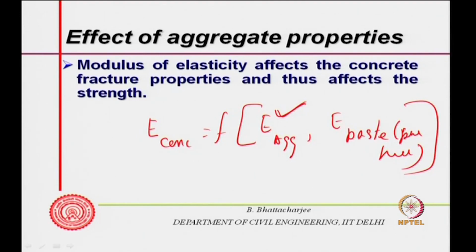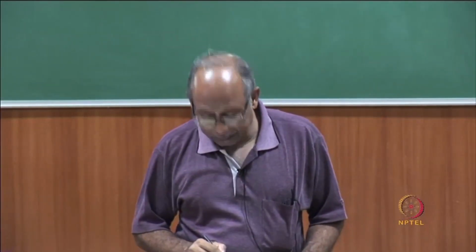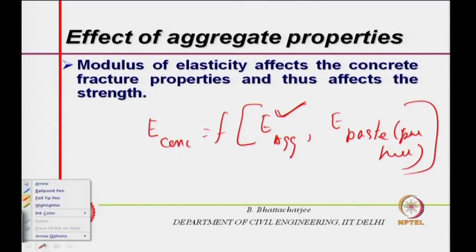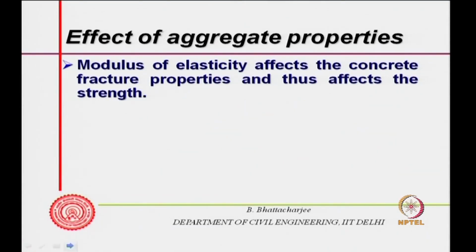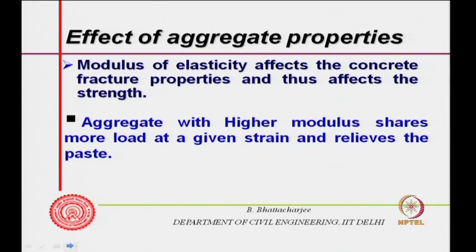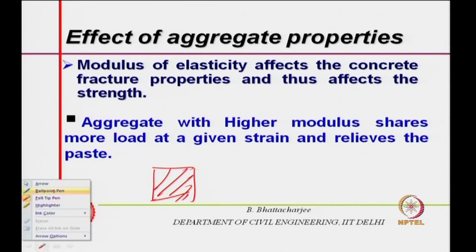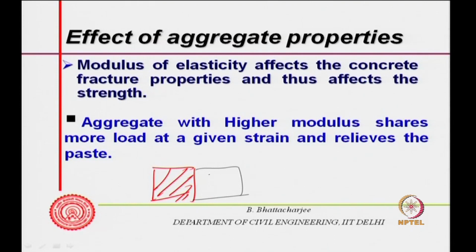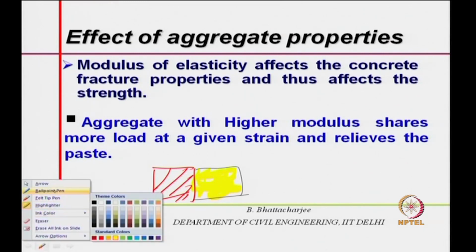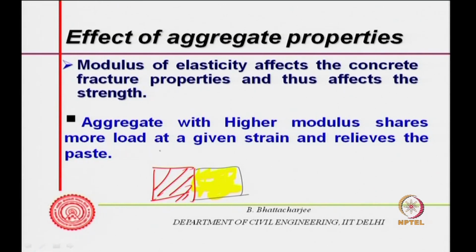All fracture properties are controlled by the modulus of elasticity of the aggregate, and therefore this will play a role in the strength of the concrete. High modulus obviously tends to give you higher strength. Aggregate with higher modulus shares more load at a given strain and relieves the paste. So, this is also an issue. For example, consider this is my aggregate and this is my paste, and I am loading it like that, as a simple model.